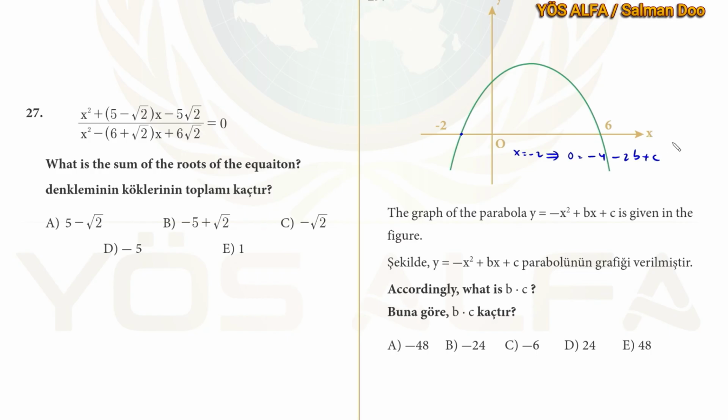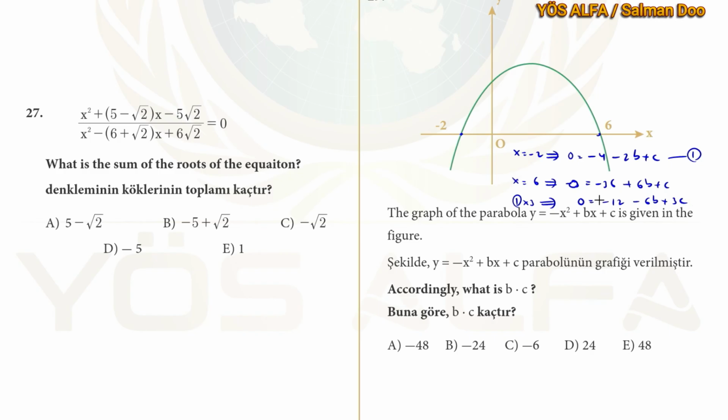So this is our first equation. When x is equal to 6, our y again is 0. So minus 0 is equal to minus 36 plus 6b plus c. Let's multiply the first equation by 3. So this is the first equation, multiplying this equation by 3. We have 0 is equal to minus 12 minus 6b plus 3c.